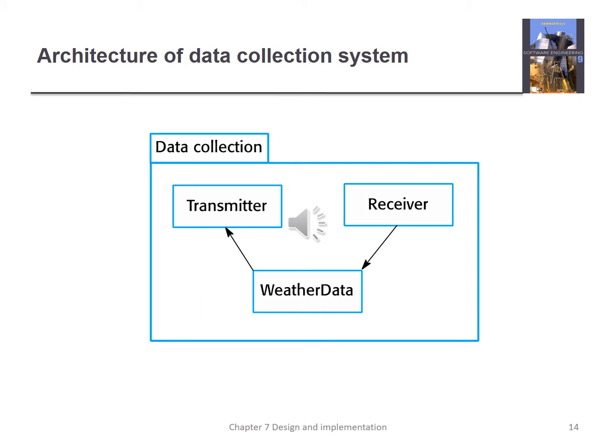Then we'll go down to one of these subsystems, which is the data collection. Data collection has some components. It has a receiver, which receives the command or the order from the weather station about what they want to get from the instrument. The weather data itself is collected, and then the transmitter transmits the information collected from this instrument to the weather information system in the headquarters.